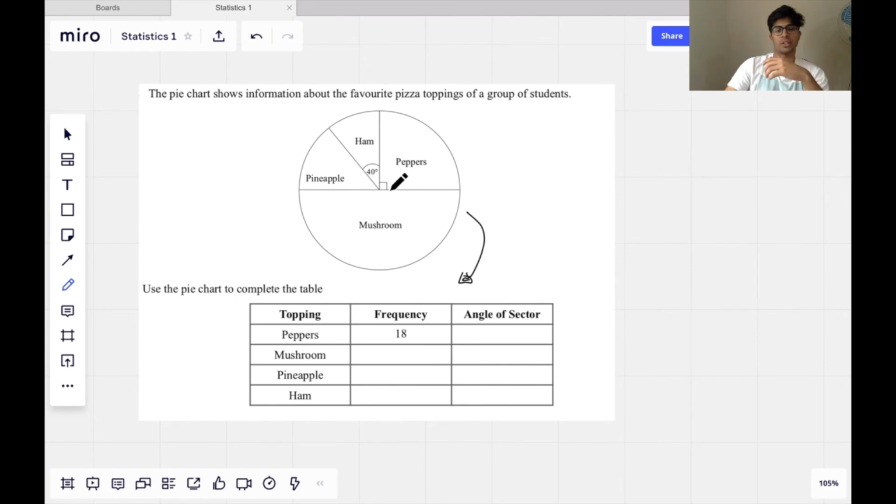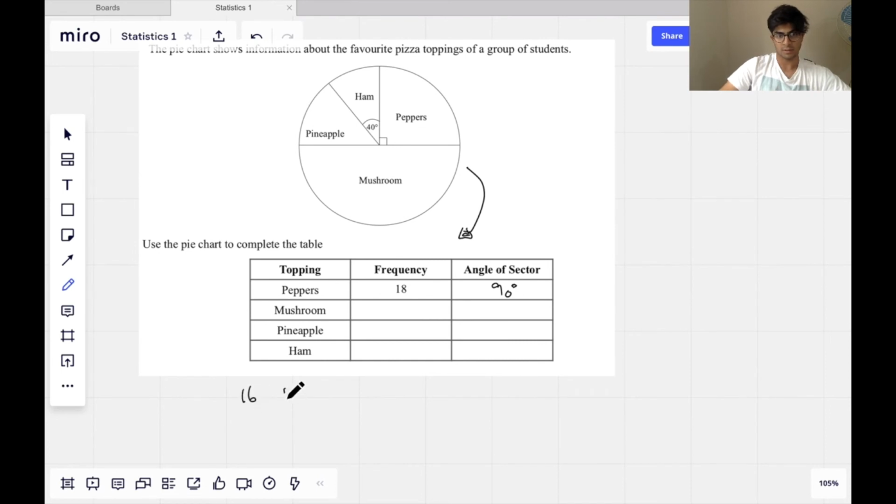The way you do this is you think about what the area of the sector is compared to the total. We've done that before. We just have to consider the angle, and that's what it comes down to. It even says here "angle of sector", which gives it away. So peppers, frequency is 18, and the angle of the sector is 90 degrees, which means it's a quarter of the circle.